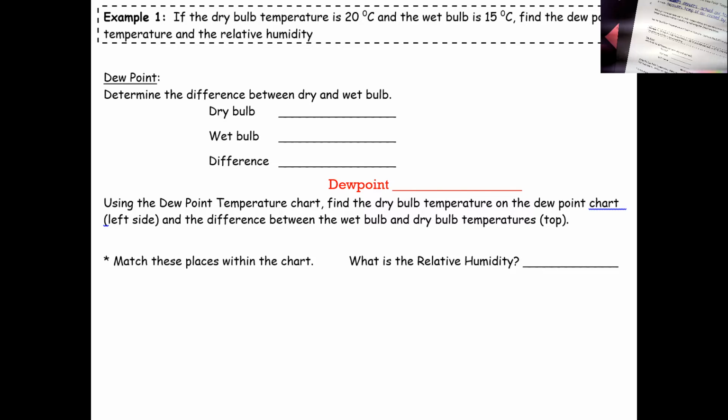So example 1's on the board. Here's the thing, you're either going to need to find the dry bulb, like in lab, where you had to find the wet bulb and the dry bulb yourself, or just like on pen and paper tests, it'll be like this. I'll say, hey kid, the dry bulb temperature is 20 and the wet bulb temperature is 15. Find the dew point temperature and the relative humidity. So we have to go through this process, and we're going to use page 12 of our reference table.